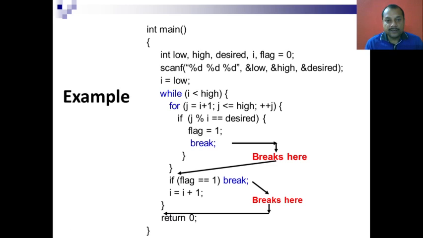Okay, now if I wish to break from both loops in the nested format, I will break this way. One I will break from here, another I will break from here, and when I am breaking from here, the information flag equals 1, the flag information, I have to keep in mind, and using that flag information I am breaking from here. Okay.